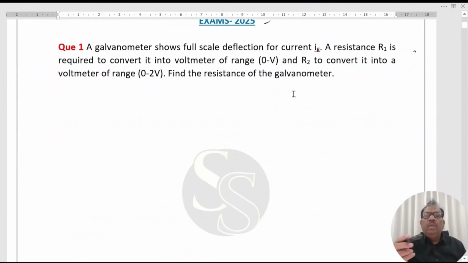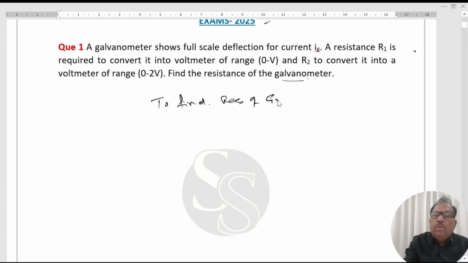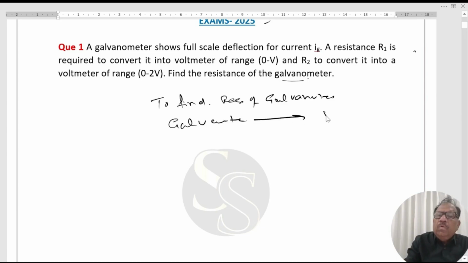Now let's move further. Question is, a galvanometer shows full scale deflection IG. Resistance R1 is required to convert into voltmeter range 0 to V and resistance R2 to convert to voltmeter range 2V. Find the resistance of the galvanometer. In this case, galvanometer is being converted to voltmeter.